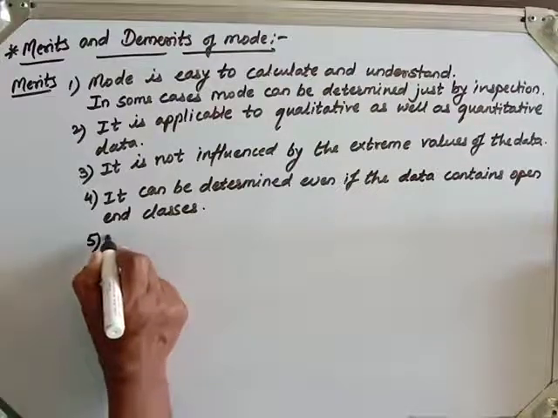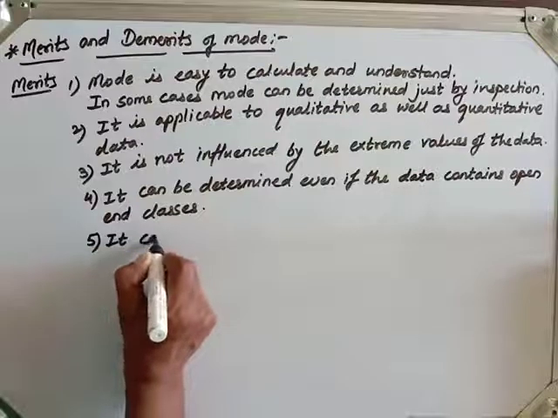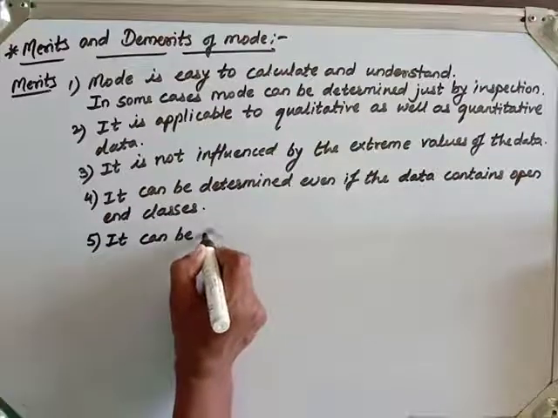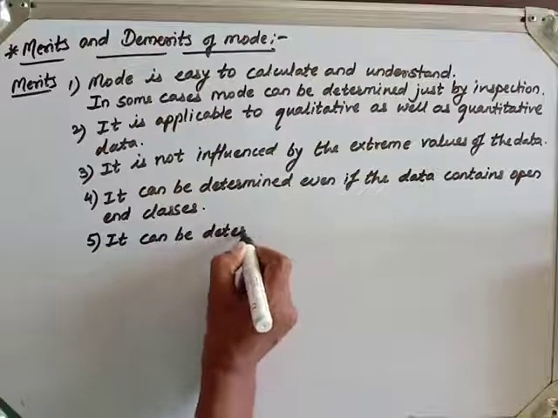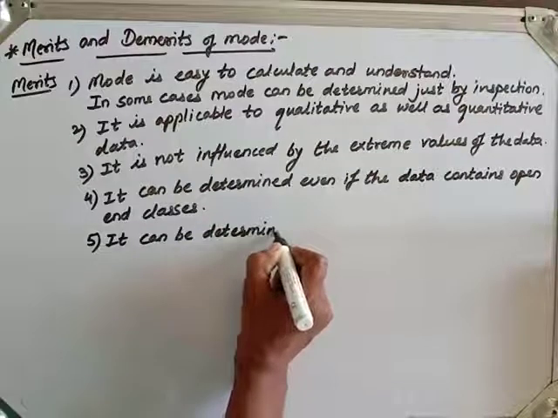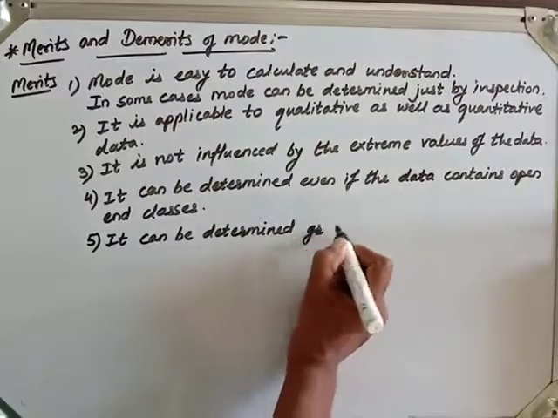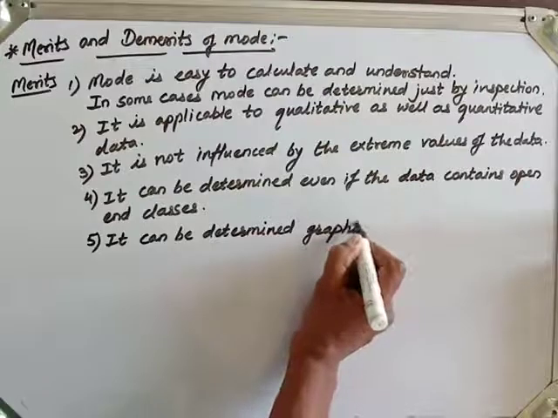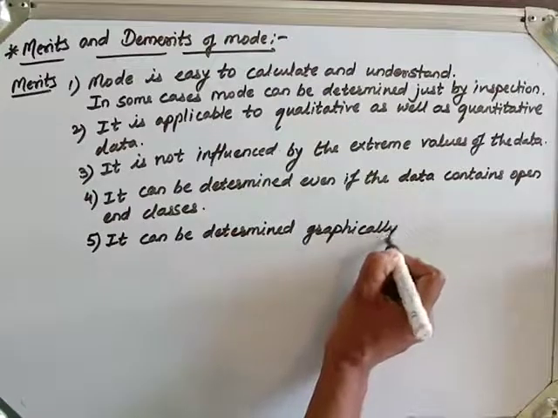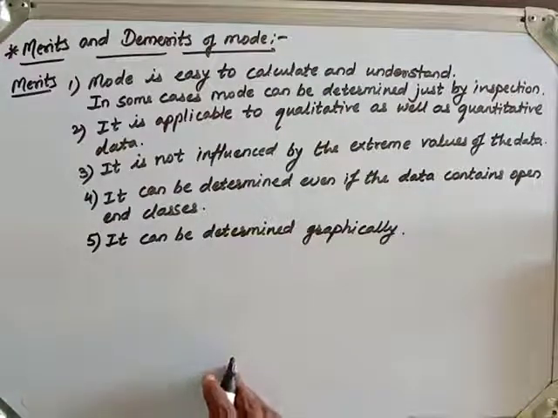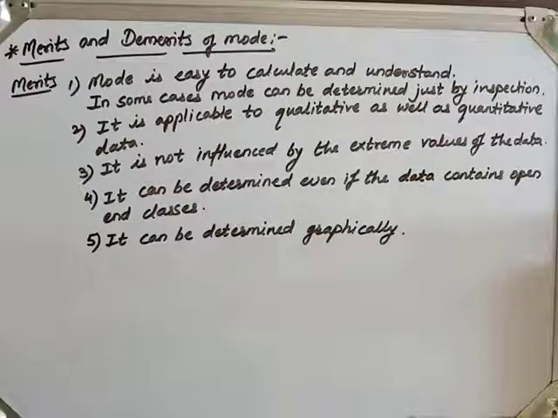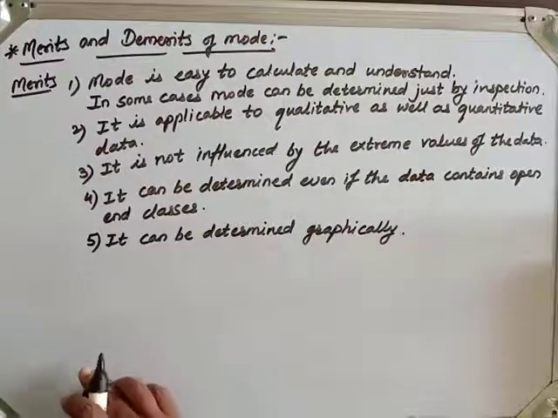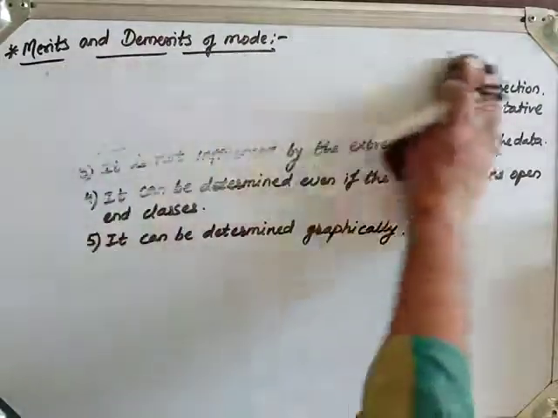Now the next merit is that it can be determined graphically. While you know median also can be determined graphically, but the arithmetic mean we are not able to determine graphically. So these are all merits of mode. Now let us see the demerits.